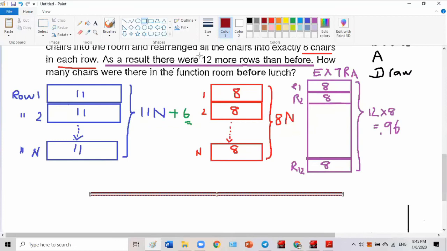What do I write? 11n + 6 = 8n + 96. Oh, you really learned my method. Can you see now? Before that, what statement are you writing? The number of chairs was 11n plus 6, Alejandro said, must be equal to 8n plus 96, because the chairs on the left must balance the chairs on the right.